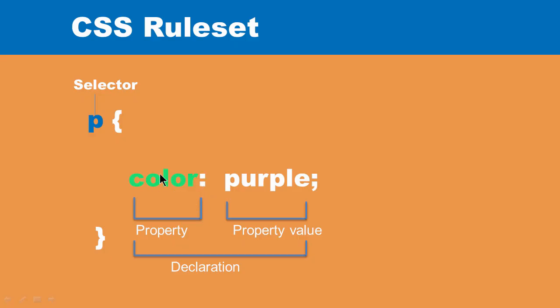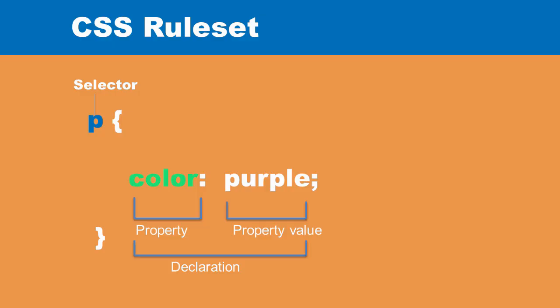Once you've indicated the property, then you have to give it a value, and this is known as the property value. In this example, I'm styling the paragraph tag, which is this P here, which is a selector. I'm changing the color property to purple. That's how you do it, and when you finish, you have to end it with a semicolon. The semicolon is very important because it tells the CSS rule set that this is the end of this declaration. So the entire thing here, from the color property to the property value, is called a declaration.